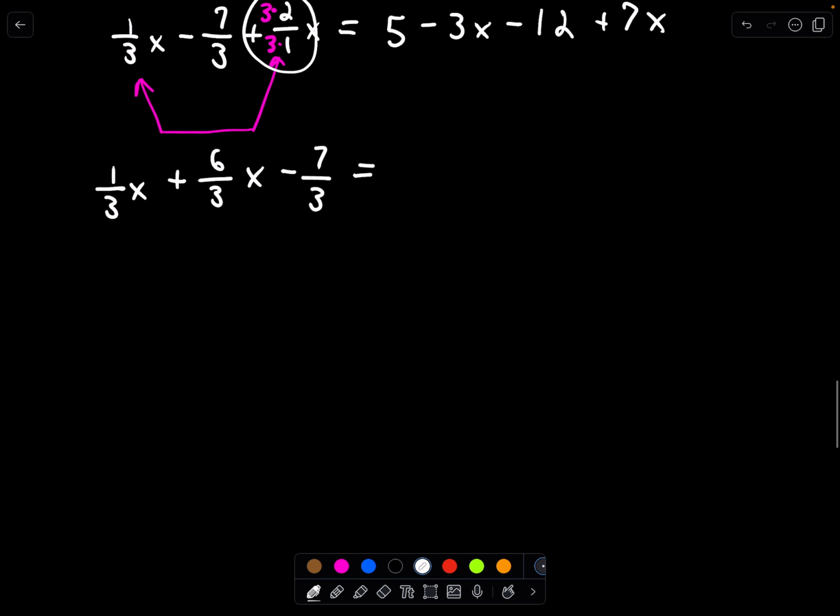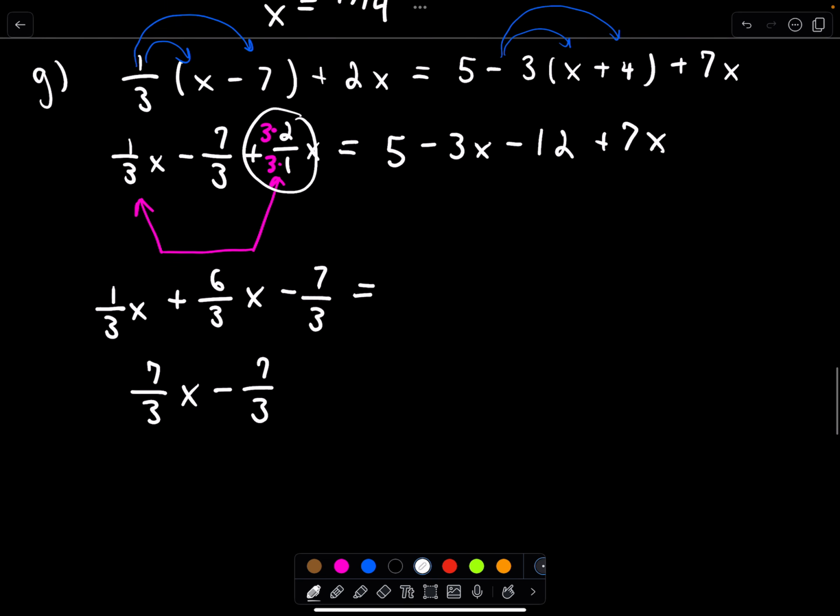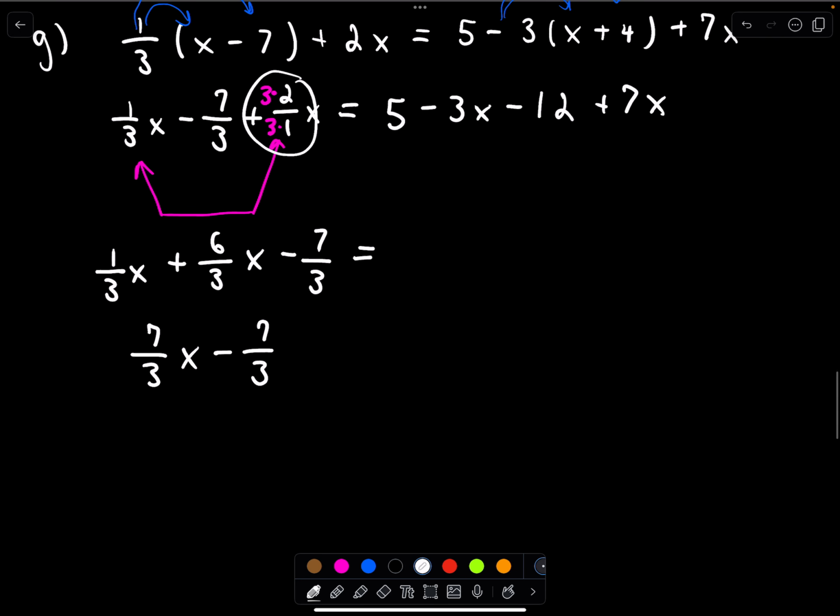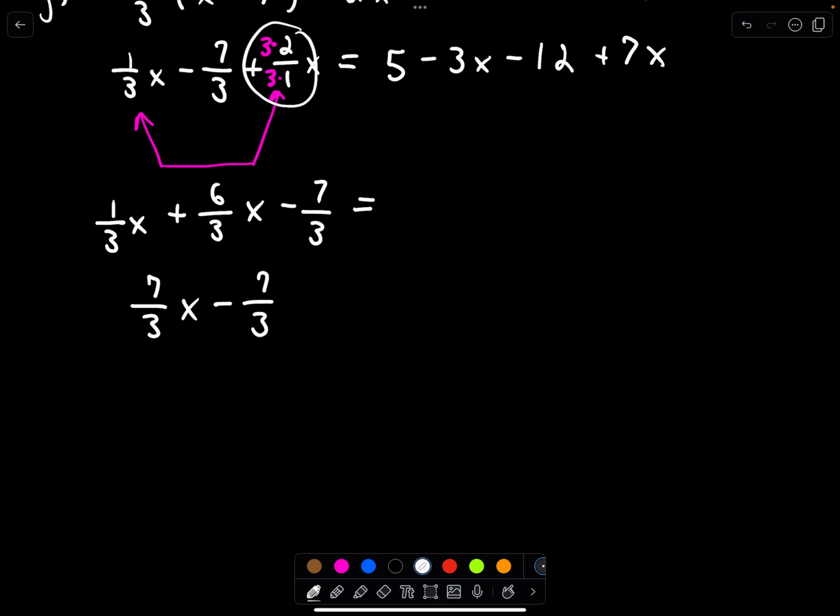Let's go ahead and keep simplifying the left side. We'll come back to the right side in a second, but let's finish this thought. So we got common denominators, 1/3 x plus 6 over 3x. Again, we add the numerators in this case. So 1 plus 6, that's going to be 7, still over 3 times x, minus 7 over 3. Yeah, that's kind of interesting. So that's going to be the left side simplified.